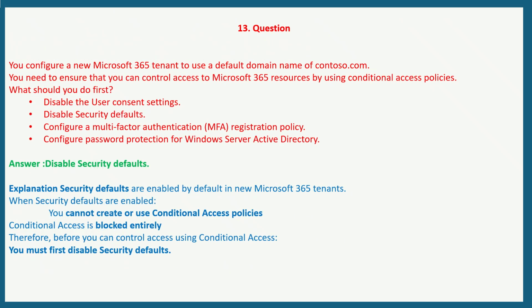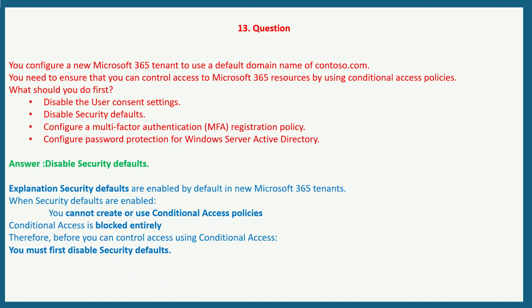Question number 13. You configure a new Microsoft 365 tenant to use a default domain name of contoso.com. You need to ensure that you can control access to Microsoft 365 resources by using conditional access policies. What should you do first? Disable the user consent settings, disable security defaults, configure a multi-factor authentication registration policy, configure password protection for Windows Server Active Directory. So we have these four options now.